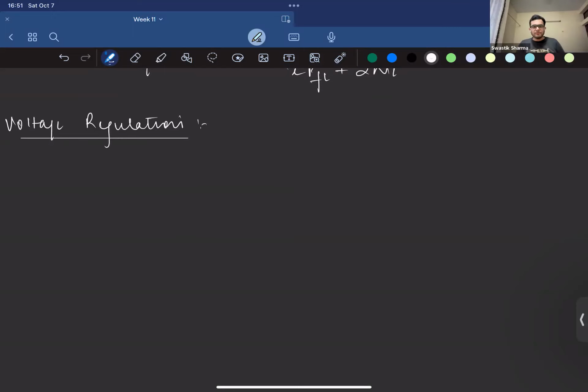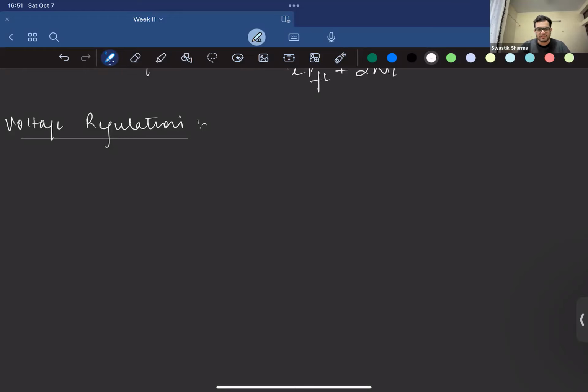So for voltage regulation, what does it mean? For example, when the loading increases, the terminal voltage at the secondary side starts to dip, right? It goes from some no load value to a full load value. So as the current goes from the no load to the full load value, this is called voltage regulation.